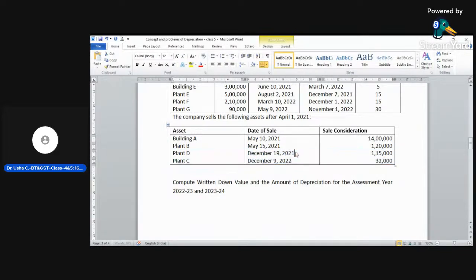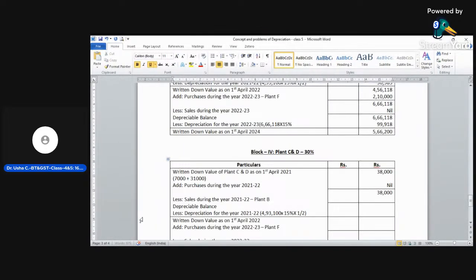Plant D was sold on December 19th, 2021. In the sense, it is sold during the year 2021-22. And what is the amount? 1,15,000. Plant D is sold for 1,15,000. And what is the depreciable balance? You will get a minus depreciable balance, but we cannot take over a negative balance of depreciable balance. So depreciation is nil.